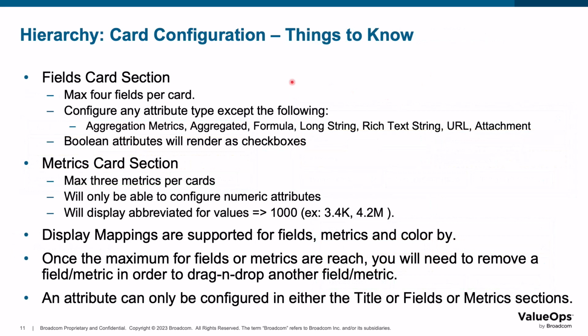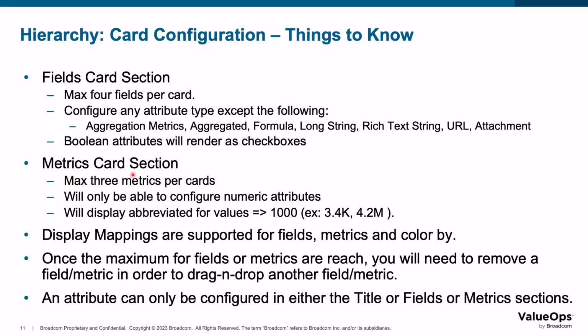So here are some things to know regarding the hierarchy card configuration. Regarding the field card section, you have a max of 4 fields per card. And then you're able to configure any attribute except these following attribute types: the aggregation metrics, aggregated formula, long string, rich text, URL, and attachment data types. And Boolean attributes will render as checkboxes.